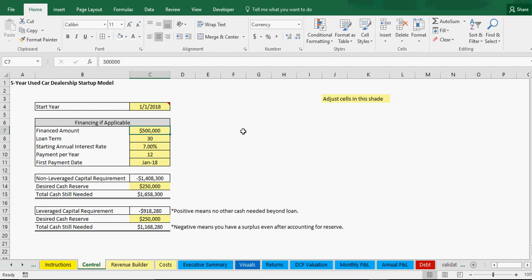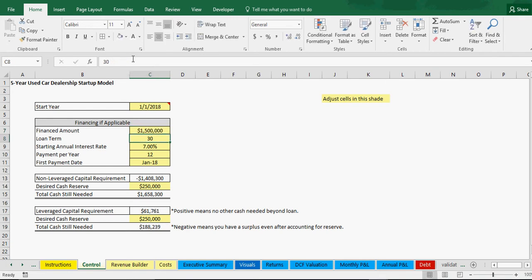Now, say you get a bunch of financing, you don't even need that much. Negative means there's no cash needed. You'll have plenty of cash after financing. You'll have basically 791,000 surplus even after including a 250,000 reserve that's just there. So you don't need that much financing.